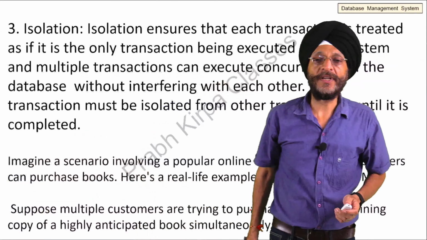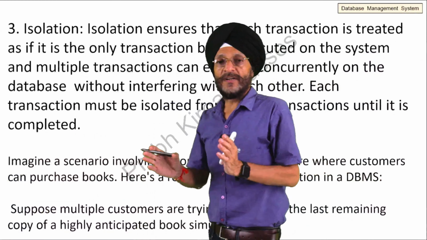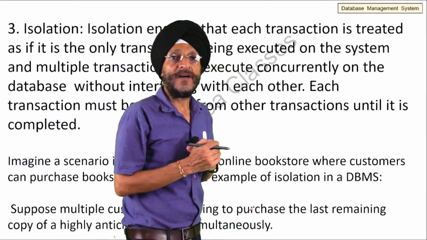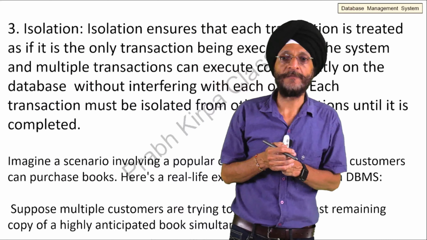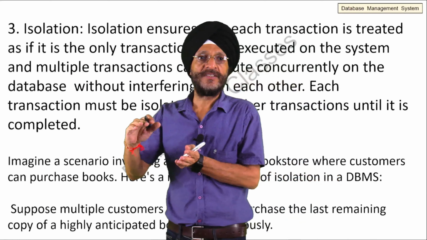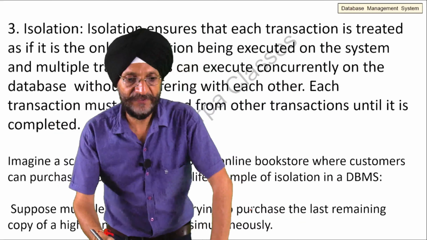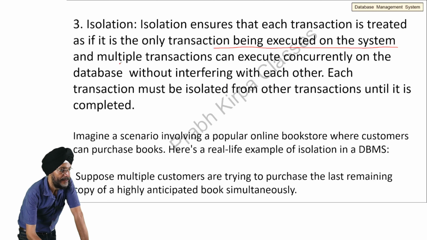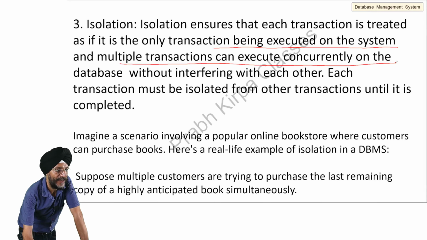Next, the third property which we are discussing about DBMS is the isolation property. Isolation property ensures that each transaction is treated as if it is the only transaction being executed on the system, and multiple transactions can execute concurrently on the database without interfering with each other.